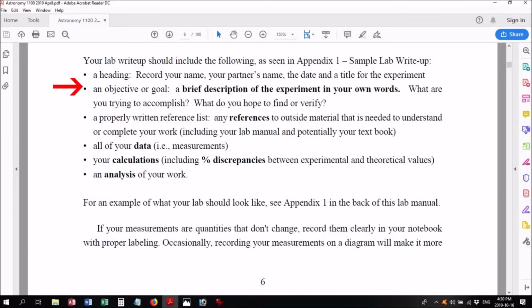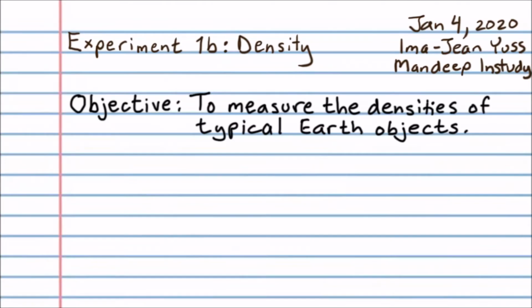The next thing that goes in is the objective or goal. This is just a few simple sentences saying what you're trying to accomplish in that week's experiment. A lot of the experiments have a goal in them, and you're welcome to copy that. Again, this is what it looks like, just a simple sentence saying what you're trying to accomplish in that experiment.